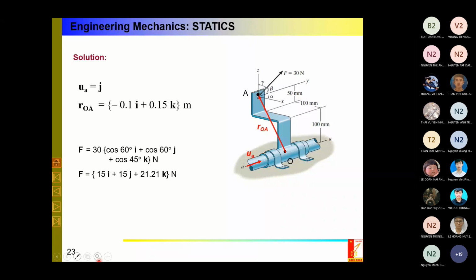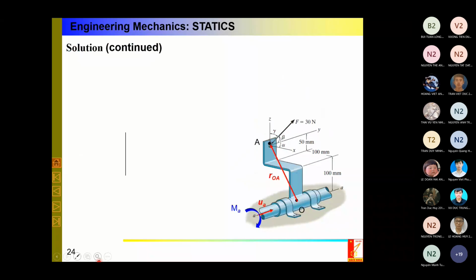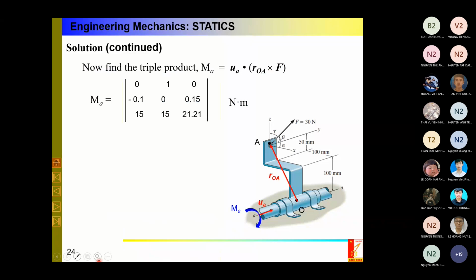Unit vector, position vector, force vector, and after that I will provide the triple product. The first row again is a unit vector because it is of AA. So in this case you see that it is parallel to the y-axis, so it is 0, 1, 0. The second one is a position vector from O to 8, and the third one is the 3 components of force F.